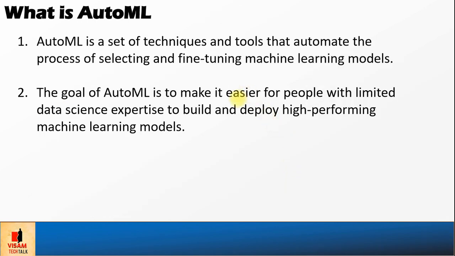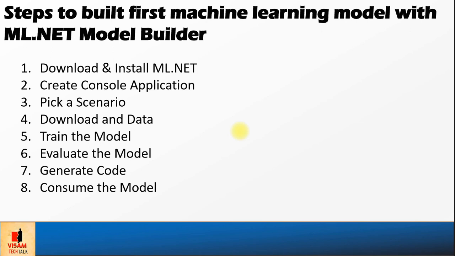Let's see the steps which are required for the implementation of a machine learning model with ML.NET Model Builder. These are the steps required for the first machine learning model implementation with the help of ML.NET Model Builder. There are 8 steps. Out of the 8 steps, the important step here is we need to install and download ML.NET Model Builder. Once you download it, create a console application and pick a scenario.